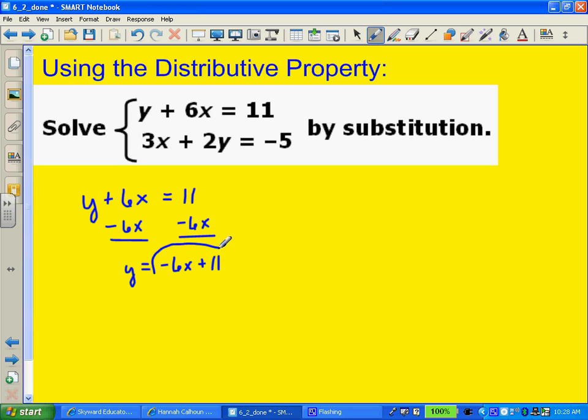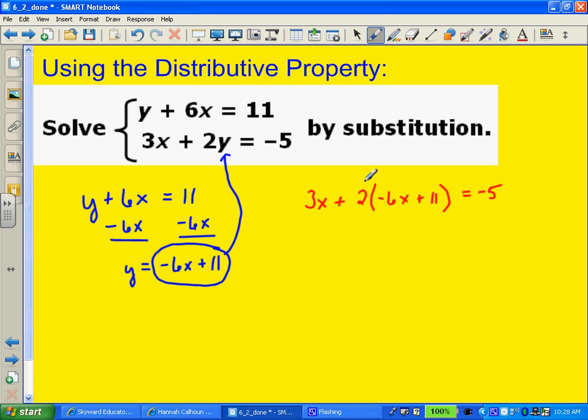And then what I'm going to do is take that negative 6x plus 11 and plug it in for the y in the other equation. So that gives me 3x plus 2, and then I have my substitution here: 2 times negative 6x plus 11 equals negative 5.